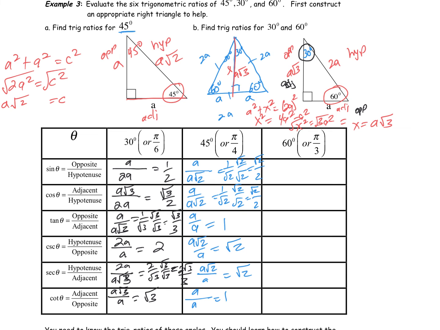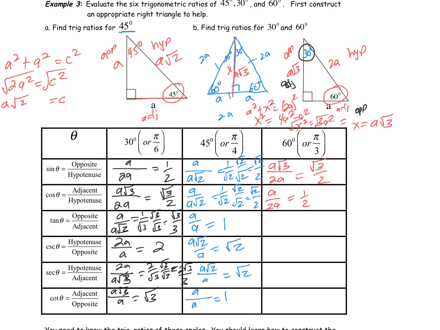So let's go ahead and set up these 6 ratios. So sine of 60 is the length of the opposite side. Here, the opposite side is A rad 3 over the hypotenuse, which is 2A. So this is A rad 3 over 2A. The A's cancel, leaving us with rad 3 over 2. Cosine theta is the length of the adjacent side, which is in red here, A, over the length of the hypotenuse, which is 2A. So this is A over 2A, which is 1/2.